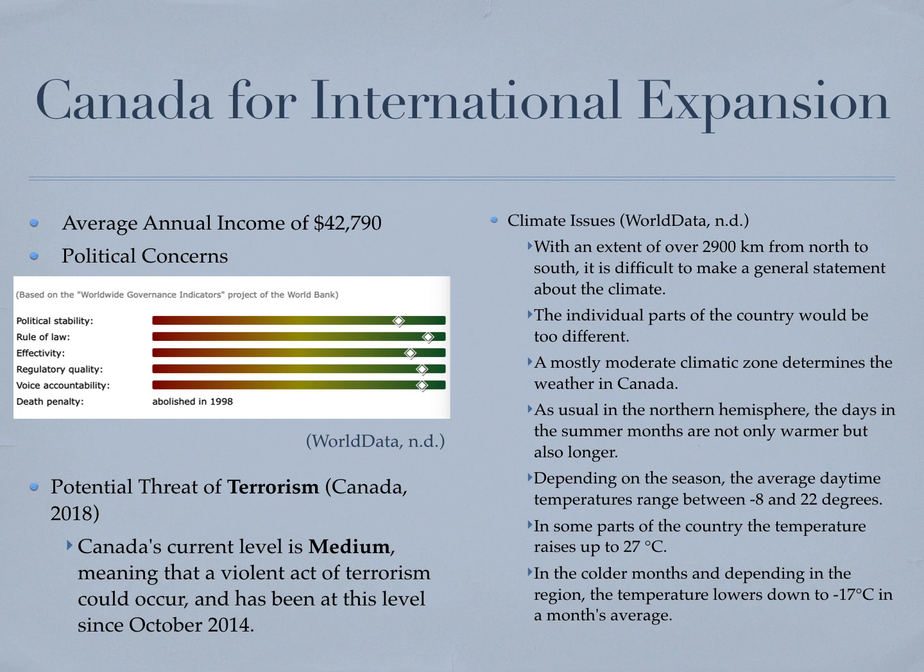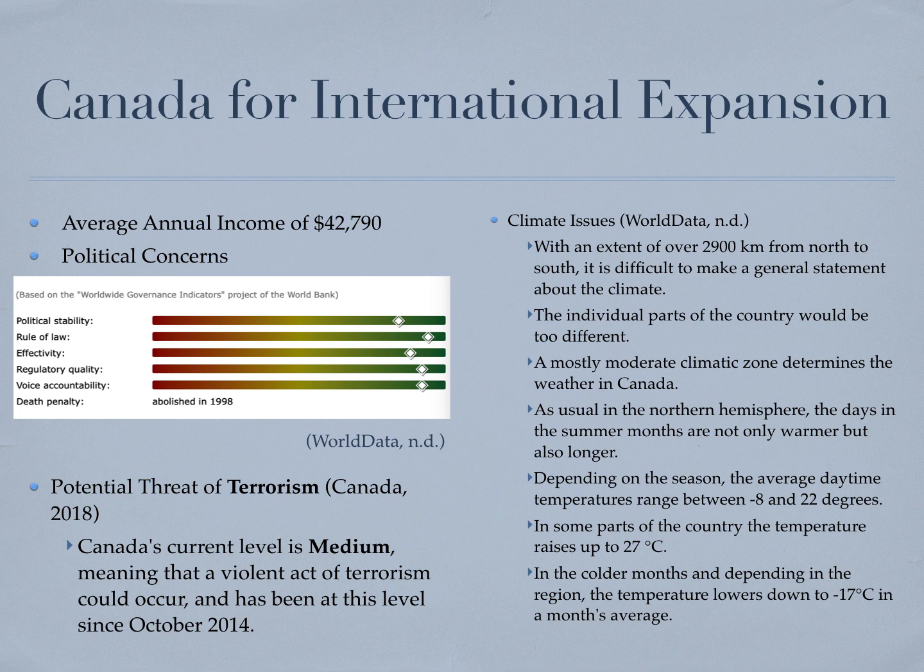They had an average annual income of $42,790. Political concerns, political stability, rule of law, effectivity, regulatory quality, and voice accountability were all in the green on that chart. The death penalty was abolished in 1998. The potential threat of terrorism. Canada's current level is medium, meaning that a violent act of terrorism could occur, and has been at this level since October 2014.